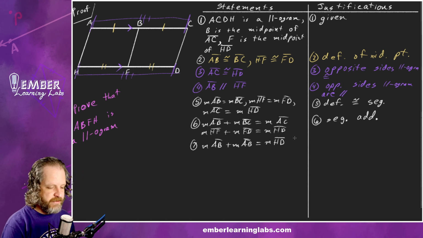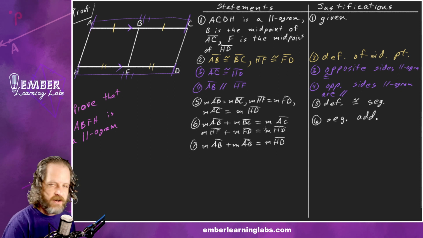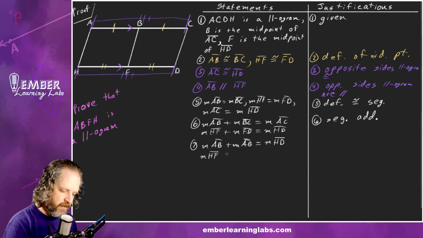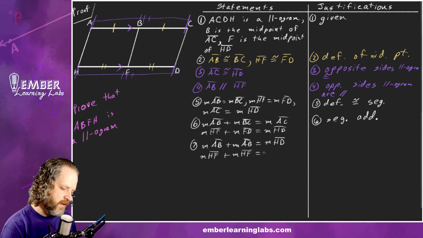right? Then we're going to do the same sort of thing on this next line. It's all substitution. It's all stuff from up here down there. So we can go ahead and put it on the same line. No big deal. We want it to be HF. So we're going to turn this FD into HF because of this line right here. So the measure of HF plus the measure of HF equals the measure of HD.